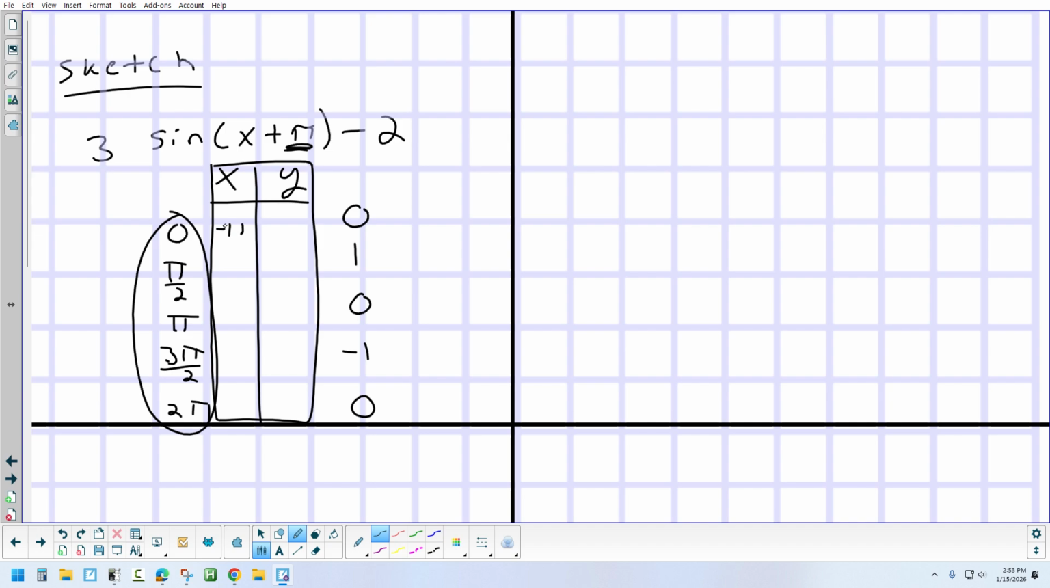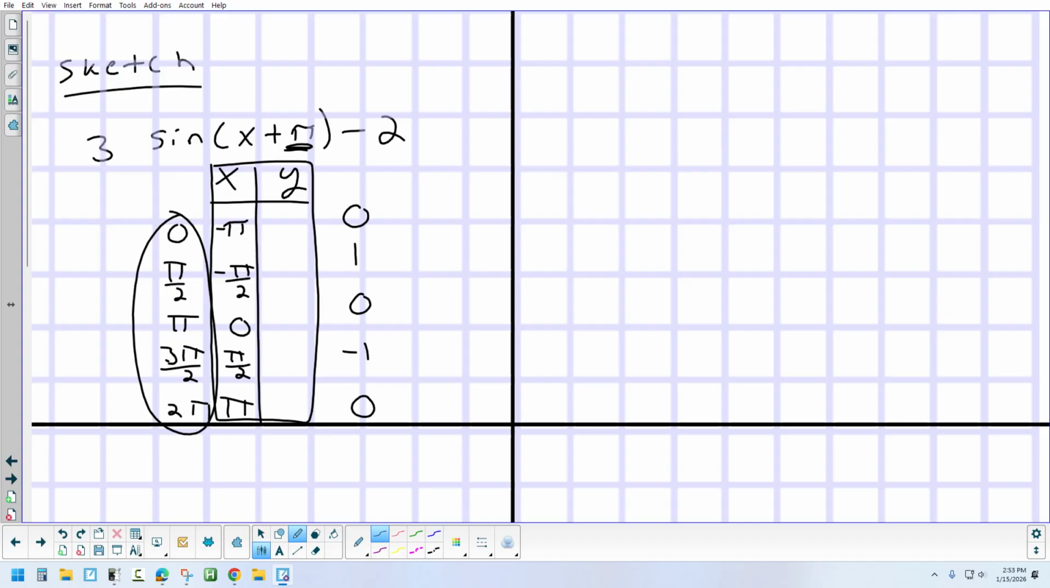First one is negative pi. What's the second one? Yep, negative pi over 2. That's the second one. The third one, pi minus pi gives us 0. And the fourth one now? What's 3 pi over 2 minus pi? Yep, pi over 2. And the last one, 2 pi minus 1 pi, just 1 pi. Okay, so that's it for the x's. X's are done. 1 point for each x value you get right in the table.